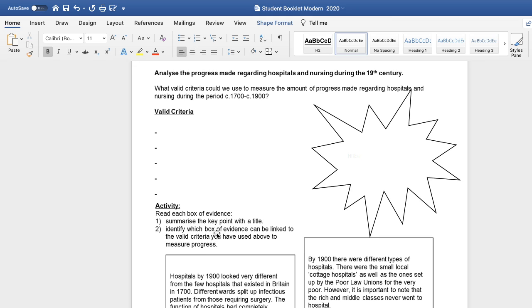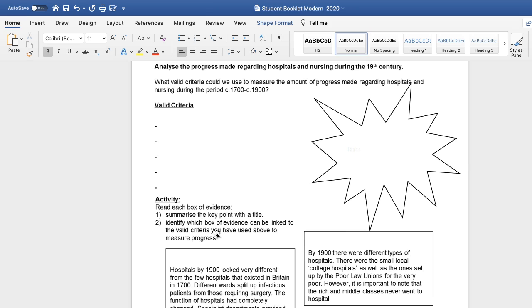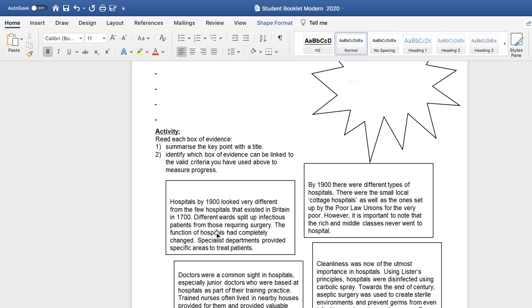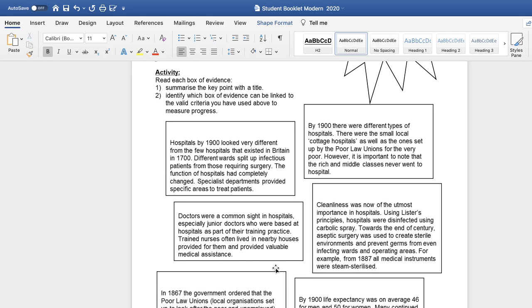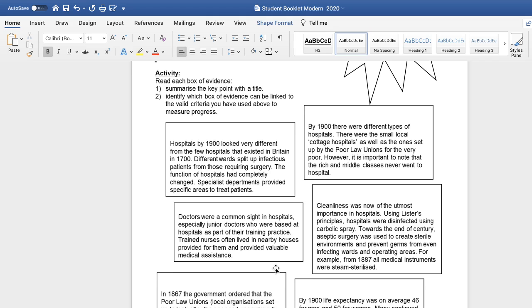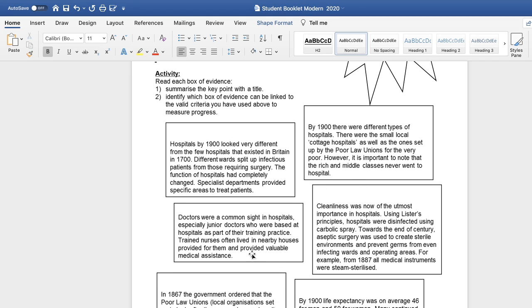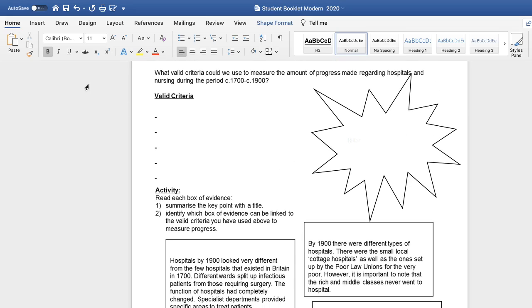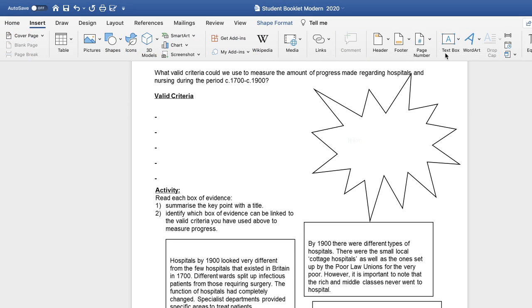Now, after you finish that, that's just practice. We need to think about what the progress regarding hospital nursing is. And I want you to read through each box on this page, on page 20, and summarise each box with a title. And then I want you to think about, based on the criteria that you've just written, can you perhaps link any of those boxes to it?